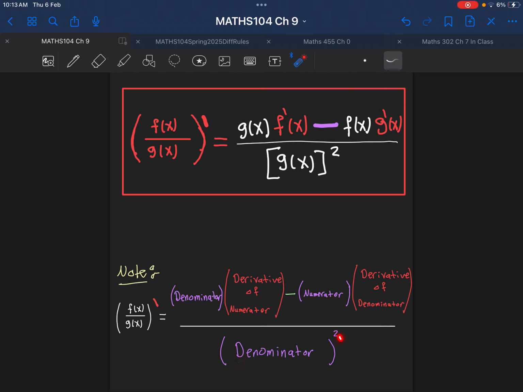So if we just do it with words as we did before: denominator squared, denominator times derivative of the numerator, minus numerator times derivative of the denominator. Let me just take this one with us, so whenever we do an exercise, we will use this rule up here. And now we will go to do some exercises using the quotient rule.